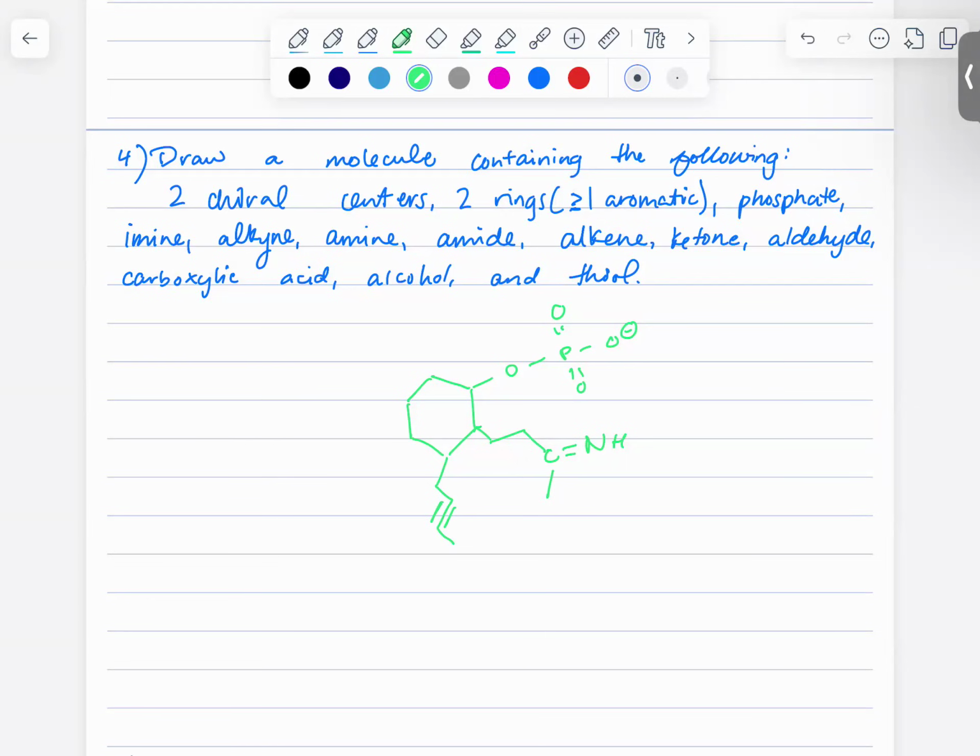That's an amide. NH2? Is NH2 the only option for an amine? You could also have that, which is also technically an amine. This is ammonia. Now, what is an amide?